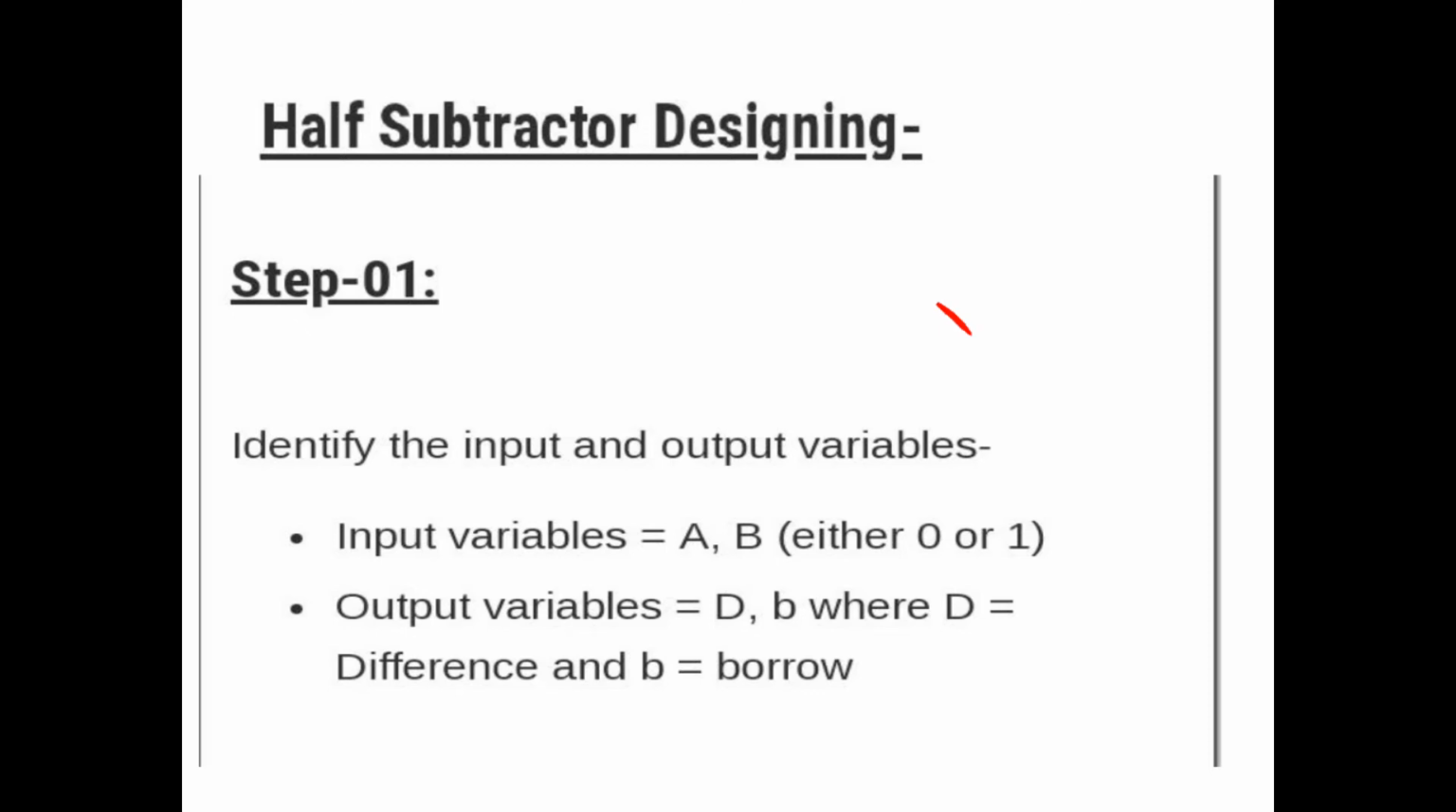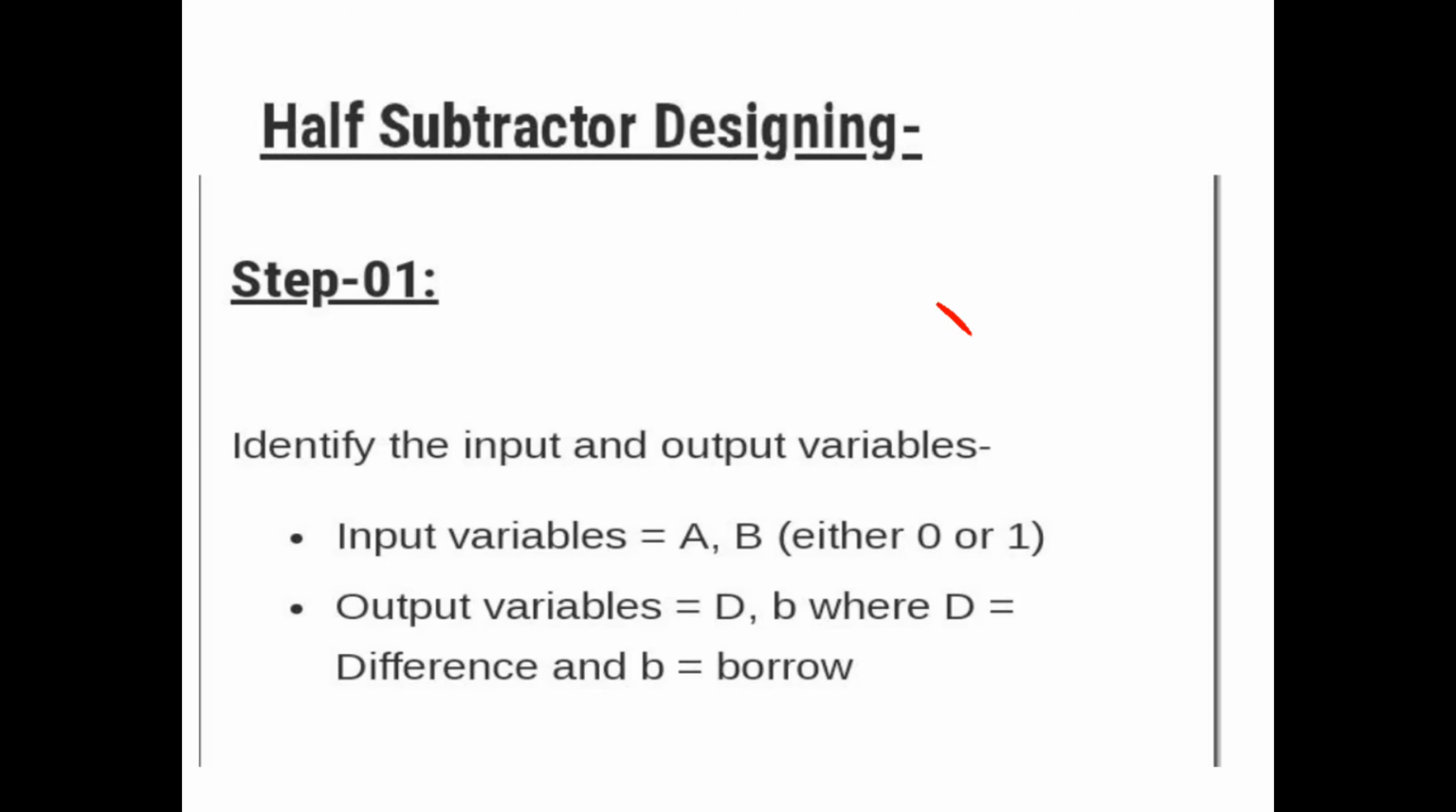The next part is how the designing of the half subtractor is basically done. Just like the previous video, we will discuss the designing part using some basic steps. Step 1 is to identify the input and output variables. From the block diagram, we came to know that there will be two inputs, A and B. They can be used with four combinations.